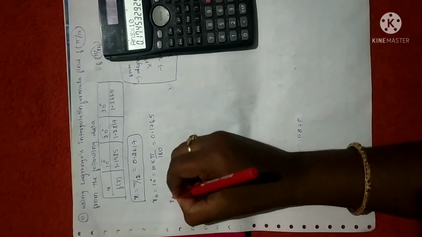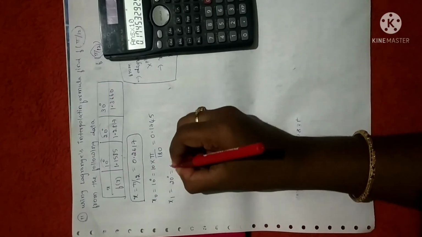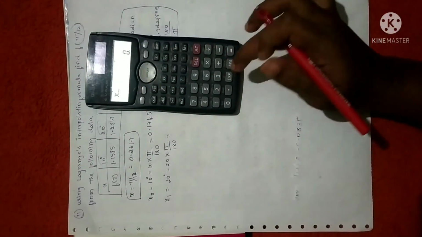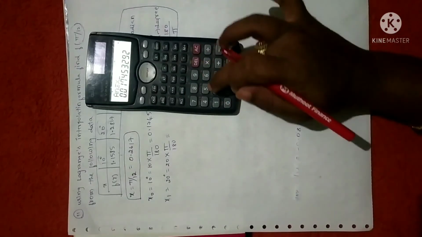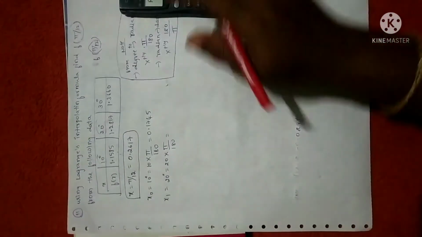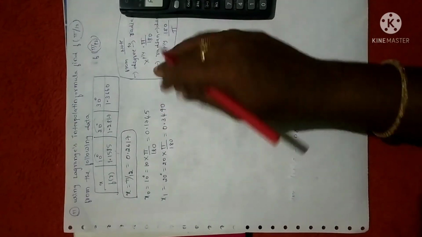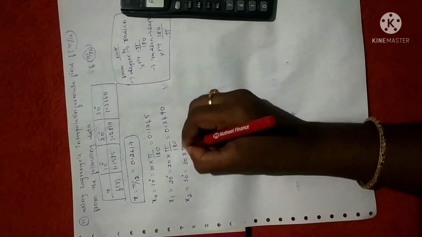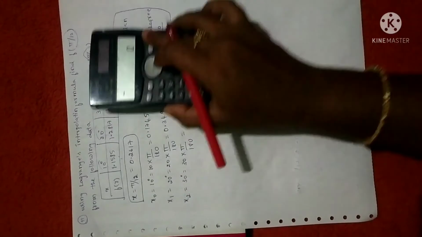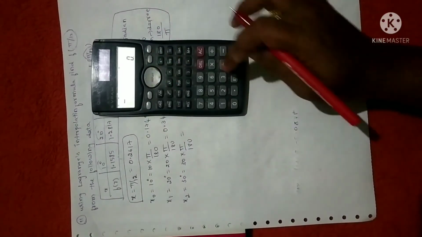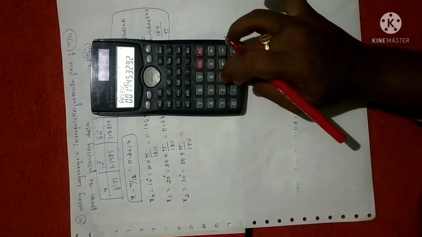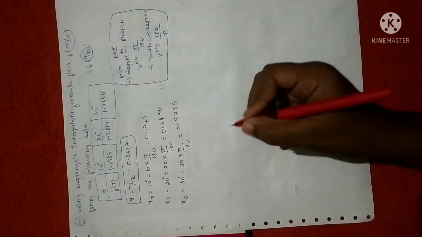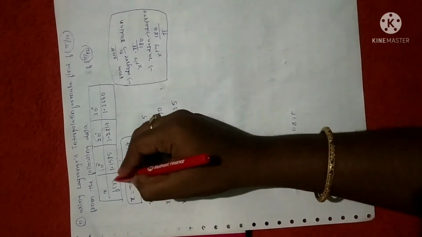Next, x1 value is 20 degree. Convert it into radian. You will get 20 into pi by 180. So as usual, first you press the shift button, pi divided by 180, multiplied with 20. So you will get 0.3490. Next, x2 value is 30 degree. So it is also a 3-point formula. 30 into pi divided by 180. So first you calculate, shift exp button, pi divided by 180, multiply it with 30. You will get 0.5235. Clear?